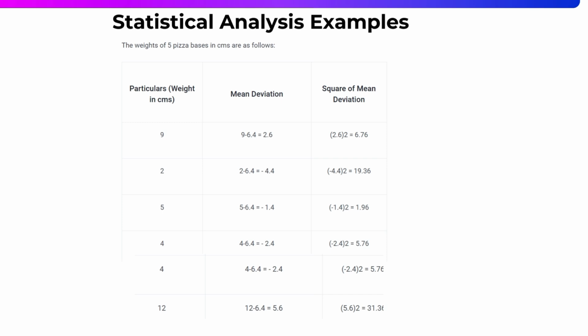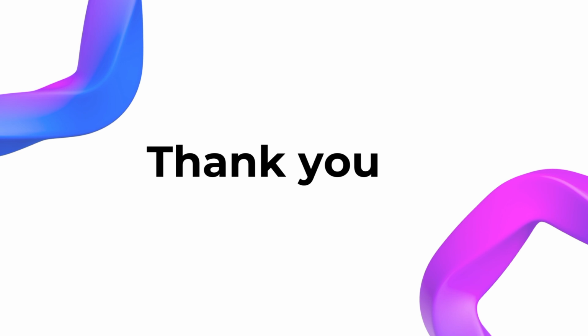And now a statistical analysis example. Look at the standard deviation sample calculation given below. To understand more about statistical analysis, the weights of 5 pizza bases in grams are as follows. To calculate the mean, add all values and divide by 5, and then the results show the calculation of mean, required mean deviation, and sample variation.